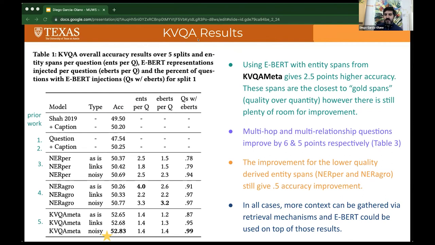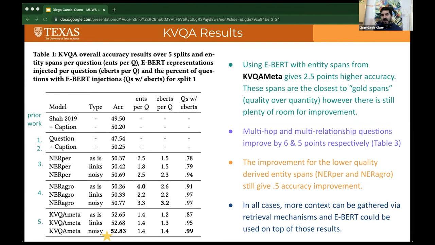And I'm not showing it here for time, but in purple, the multi-hop and multi-relationship questions within KVQA are improved by 6 and 5 points respectively. So introducing these entity enriched embeddings definitely helps those types of questions. And KVQA also has the breakdown of question types, so you can do this sort of analysis. And then the improvement for lower quality derived entity spans, like our NER per and NER aggro, still gives 0.5 accuracy improvement without having to do any retraining.